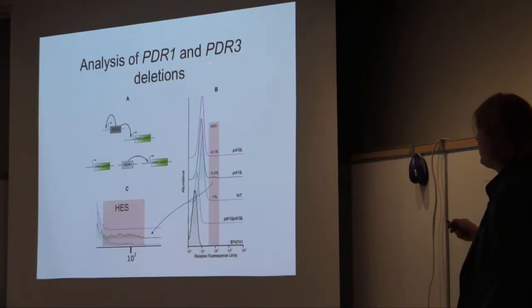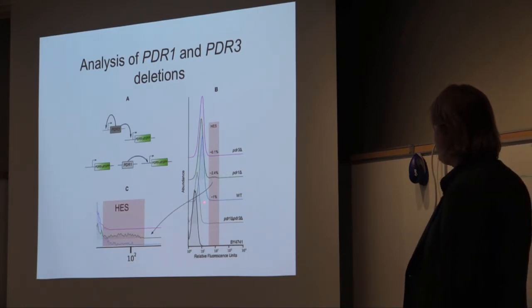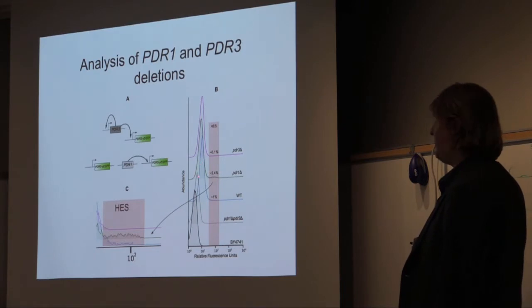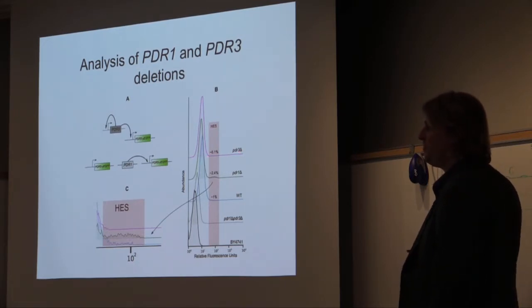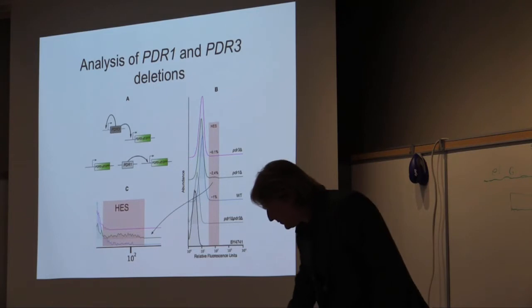We then looked at what PDR1 and PDR3 do. In the wild type population, the high subpopulation was about 1%. Deleting PDR1 surprisingly increased it about 2.5-fold, so PDR1 is actually a repressor of cells in this state. When we got rid of PDR3, it decreased by approximately tenfold.